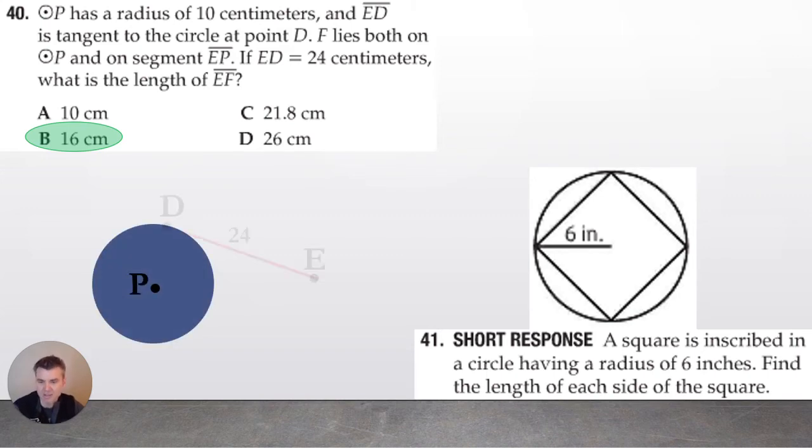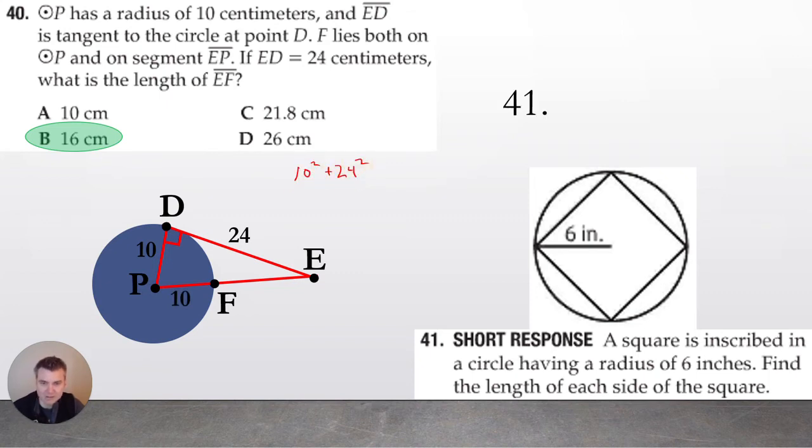So I got circle P. All right, I got DE, which is 24. I've got the radius, which I know is 10. And now I'm looking for this distance. Well, again, I still know that PF is 10. 10 squared plus 24 squared equals x plus 10 squared. This is 100. This is 576.